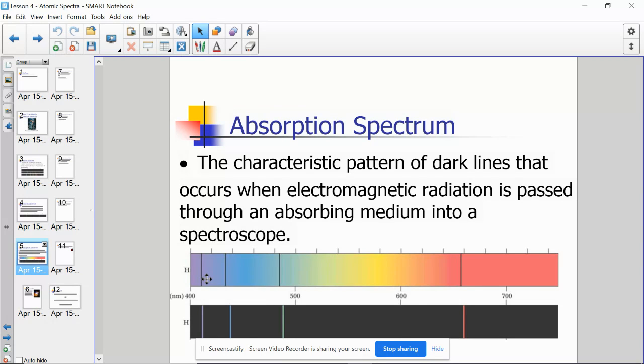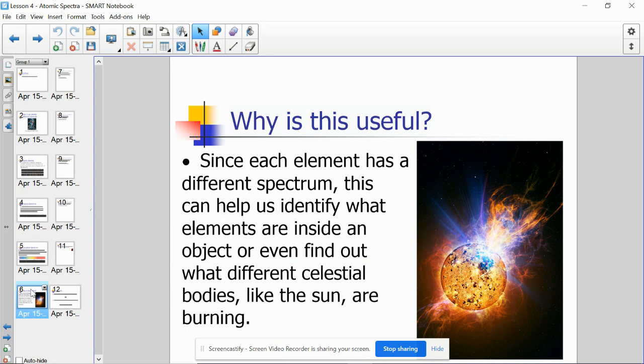But what happens is they basically shoot the white light at the hydrogen atom, and the hydrogen atom absorbs those colors. So you see every part of the rainbow except the ones the hydrogen absorbs. So that's considered the absorption spectrum. Now, this is useful because since we can use the absorption or the emission spectra, we can identify what elements are in that type of compound.